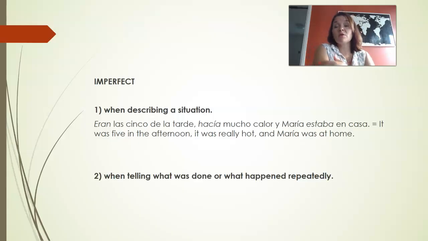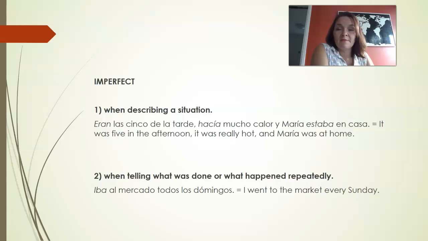And then also when we're telling what was done or what happened repeatedly, often. For example, iba al mercado todos los domingos. It was my habit. I went to the market every Sunday. Not only once, it was my habit. That's why we use the imperfect tense. Okay, so now just try to memorize these 5 rules, 3 for preterite and 2 for imperfect, and let's practice.